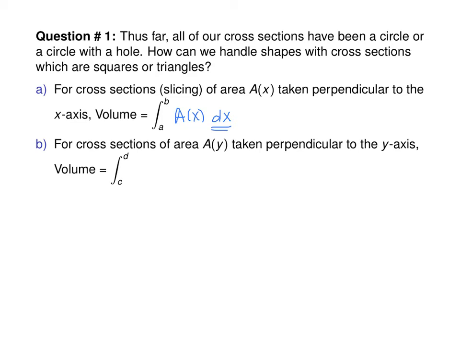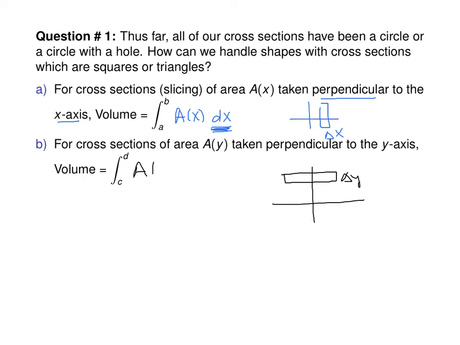So if the cross sections are perpendicular to the x-axis, meaning you slice this way, we are going to use x's. And you can think that this is delta x and that delta x parallels this dx. If we instead slice perpendicular to the y-axis, we will then have a delta y, and my areas are functions of y. So A of y dy. And this c and this d will be the lowest y to the highest y.